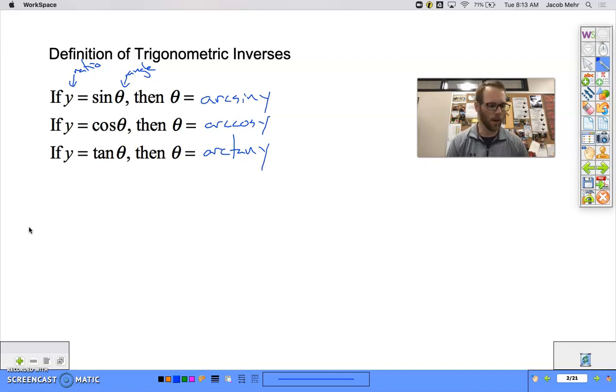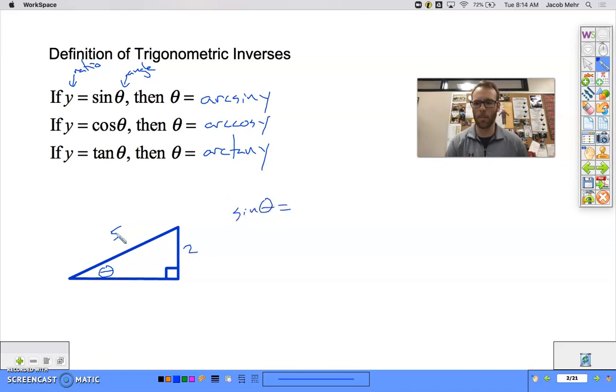Now, how have you used this in the past? If I were to draw a triangle such as this, and I'll make it a right triangle, and we'll put theta right there, and let's say this is 2, and this is 5. I want to know what that angle theta is. The sine of theta, because this is opposite and that's hypotenuse, equals 2/5. So how do we find theta? Theta equals the arc sine of 2/5.